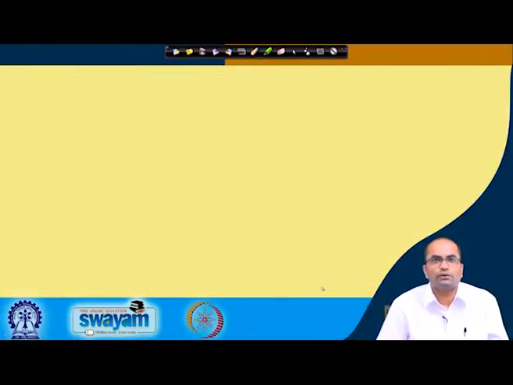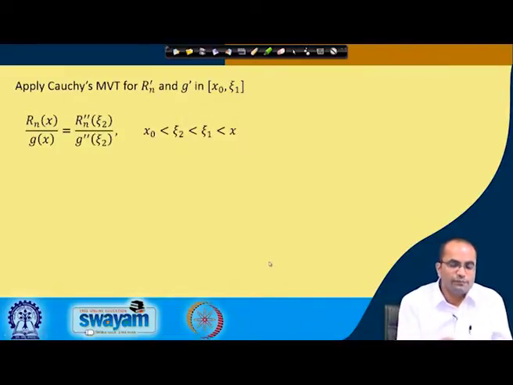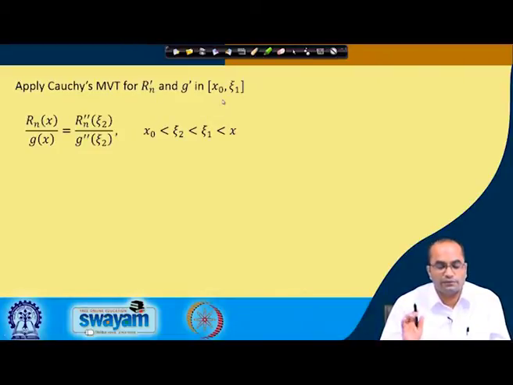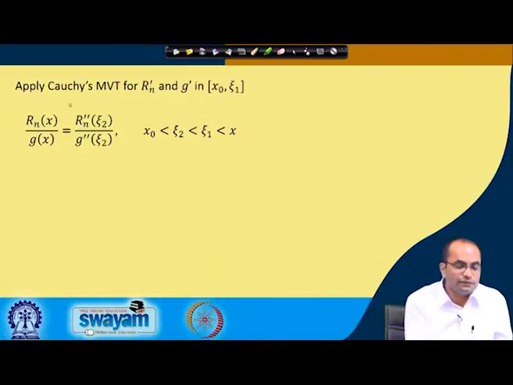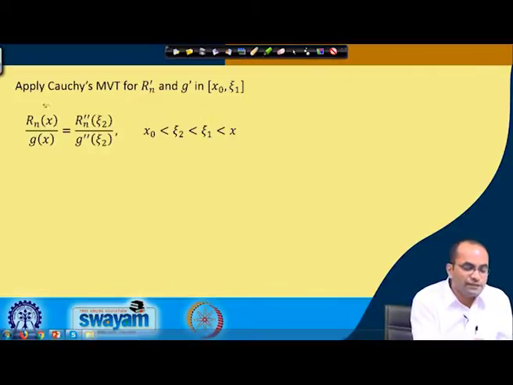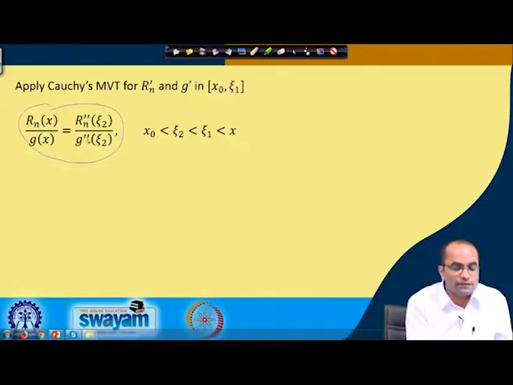We can continue this process. Further, if we apply again the Cauchy mean value theorem for the derivatives, the R_n derivative and g derivative, in the interval x_0 and xi_1, what will we get? We will get, because these first derivatives are also 0, simply this result that R_n(x) divided by g(x) is equal to the double derivative of R_n over the double derivative of g, at some point in between this interval which we have considered, from x_0 to xi_1.